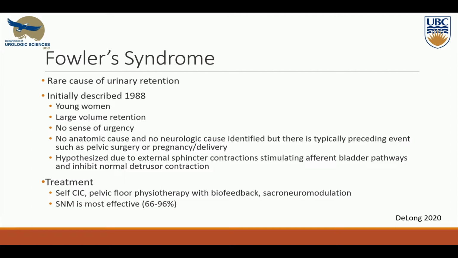We hypothesize that it may be due to ongoing external sphincter contractions that stimulate various afferent bladder pathways and subsequently inhibit normal detrusor contraction. For treatment of these patients, it's a lot of conservative management with clean intermittent catheterization and bladder emptying. You can try pelvic floor physiotherapy with biofeedback. And for refractory cases, sacral neuromodulation has been shown to be 66 to 96% effective. So it is an effective treatment for these patients.